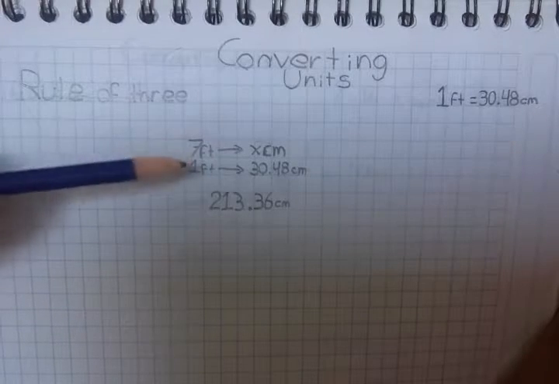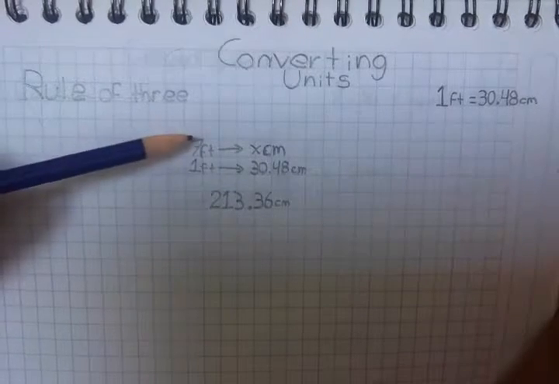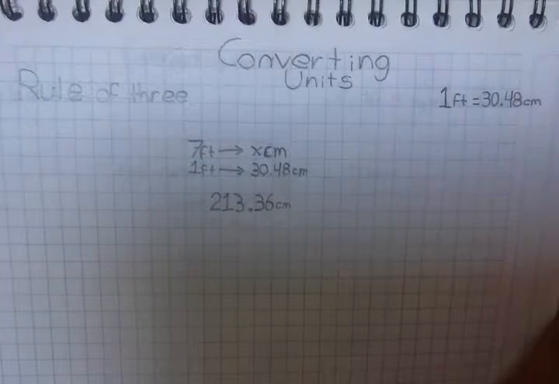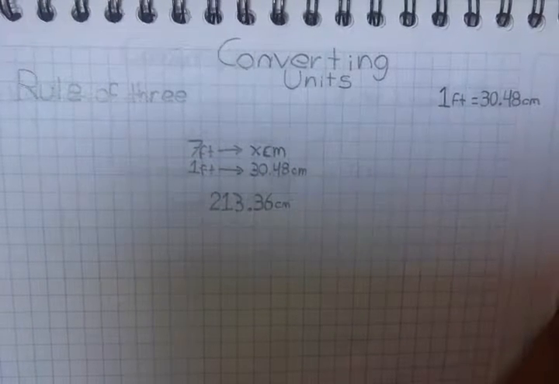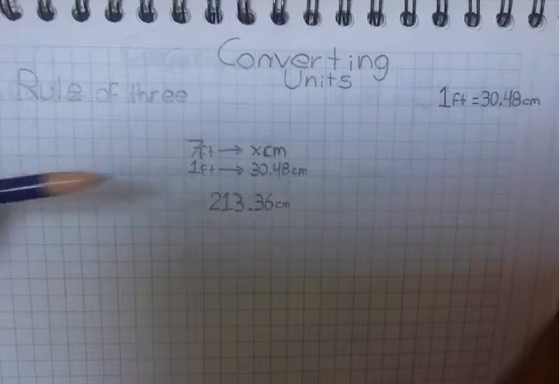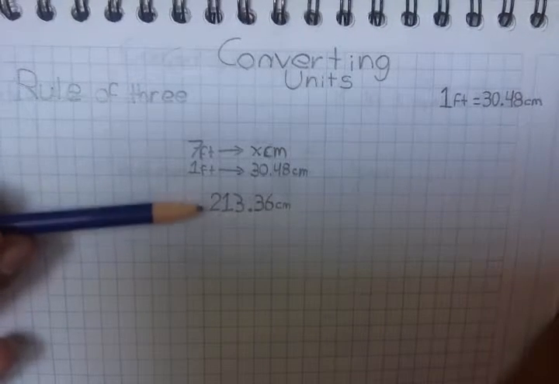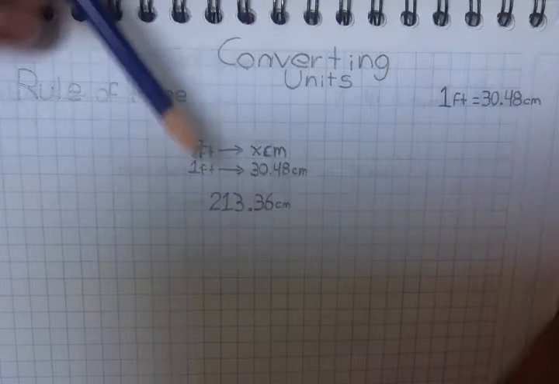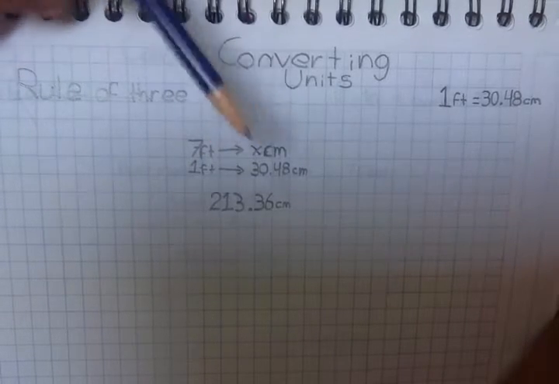So what I do is multiply 7 feet times 30.48 over 1, which dividing it over 1 is kind of unnecessary, and it gives me 213.36 centimeters. So now I know that 7 feet is equal to 213.36 centimeters.